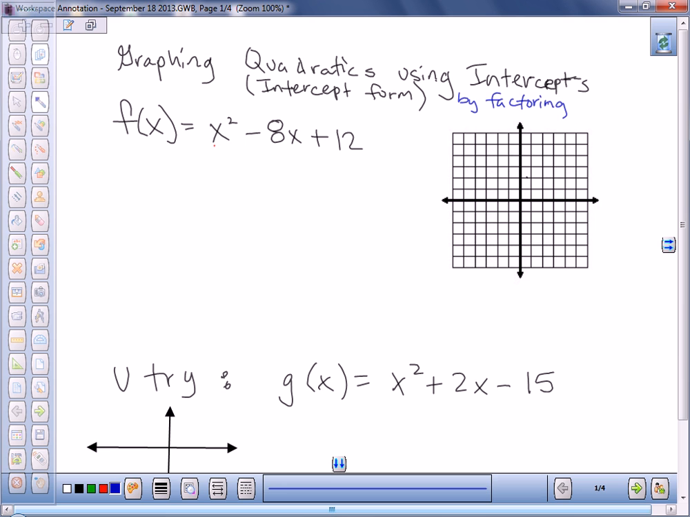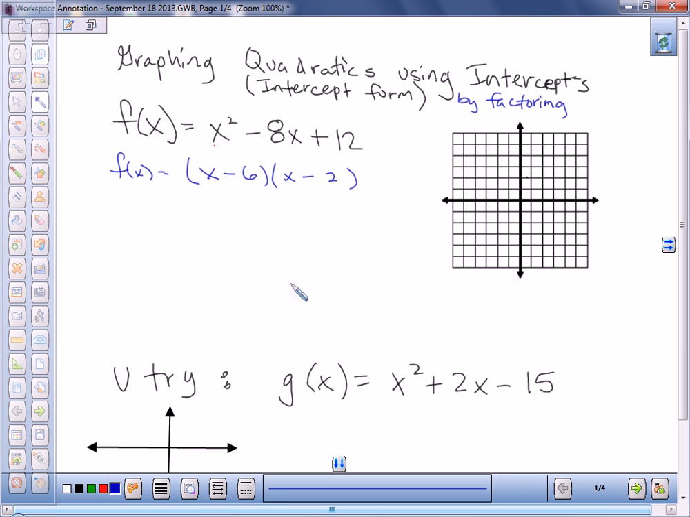Which factors nicely, doesn't it? What does this factor to? 6 and 2, you're right. Good. It's going to be x minus 6 and x minus 2, because we're multiplying and getting a positive and adding and getting a negative. Does that make sense?